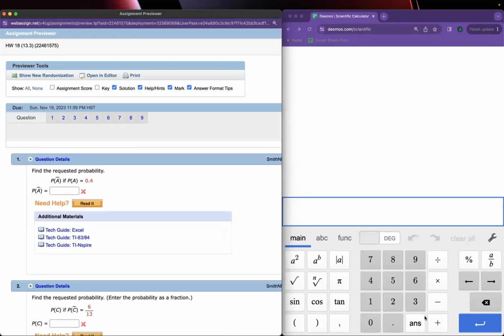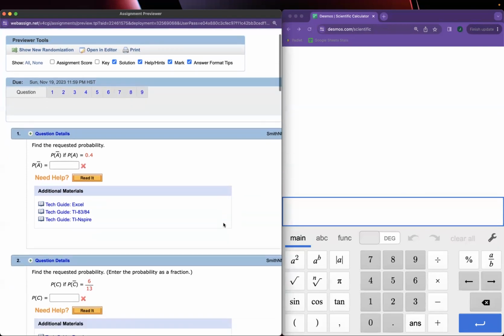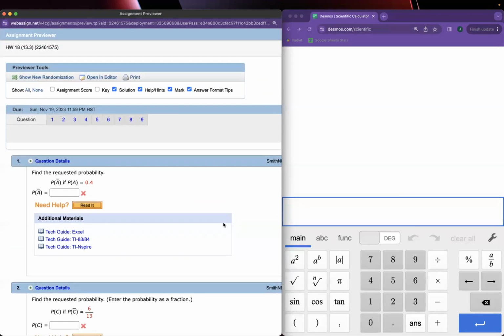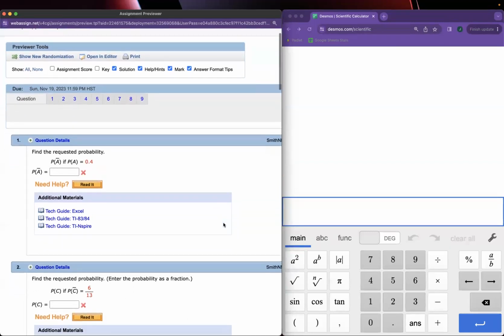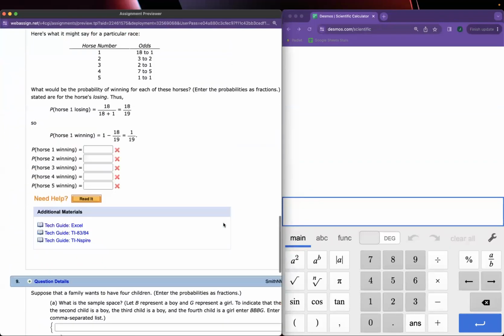All right, guys, here we go. This is 13.3. I think I might have misspoken and said 3.3 last time. I'm not sure. But anyways, this is 13.3. And we got 9 questions.